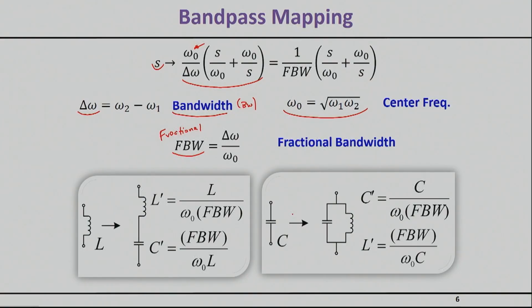And that fractional bandwidth is nothing else but the actual bandwidth, the absolute bandwidth, divided by your omega naught, the center frequency. So once you do this mapping, basically all your inductors will end up into series resonators. That's something I have given you a preview of before, while all your capacitors will basically end up with shunt resonators.